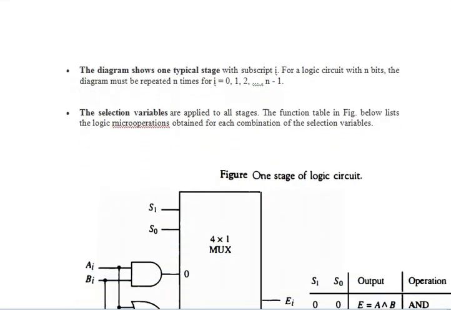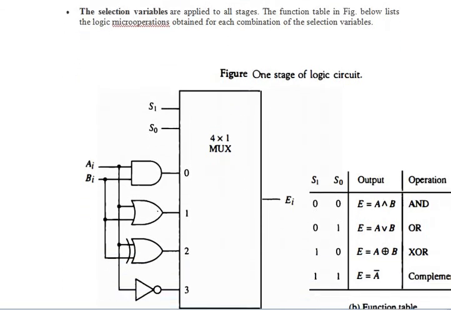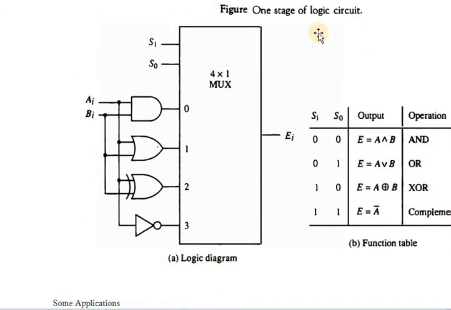So see here, this is the one stage of logic circuit to perform the 16 logic micro operations, from F0 to F15. See here, S1, S0. Based on this input only, this circuit will perform AND, OR, XOR and complement. See here, Ai, Bi. This is a common line connected to all the inputs of the AND gate, OR gate, XOR gate and complement.